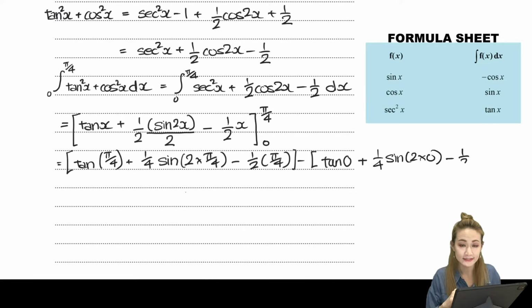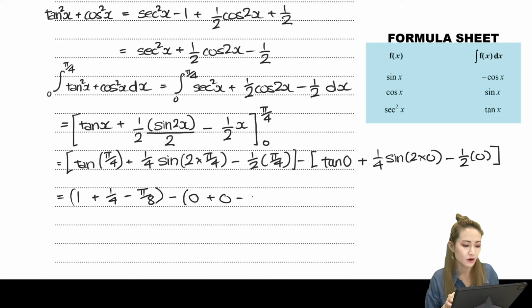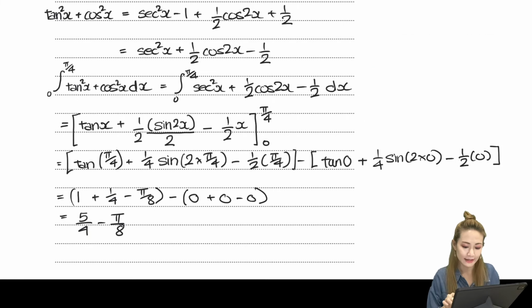the question wants the exact values. So we need to give the exact values of tan pi over 4 and sine pi over 2, for example. So tan pi over 4 is 1. Sine pi over 2 is also 1. So that's 1 plus 1 over 4 minus pi over 8 for the substitution with pi over 4. Subtract 0, because when you substitute all those terms with 0, it equals 0. So therefore, the integration is 5 over 4 minus pi over 8. And that is the answer.